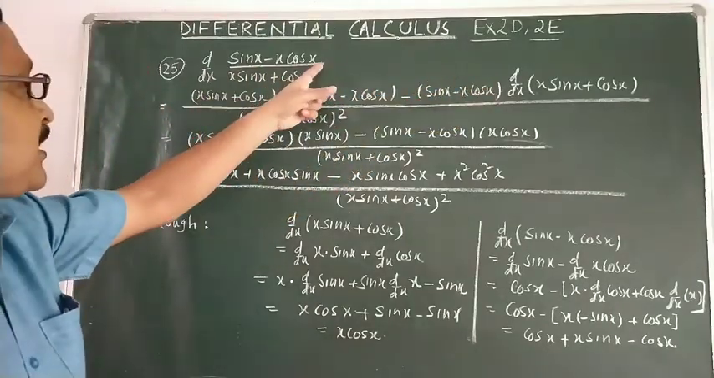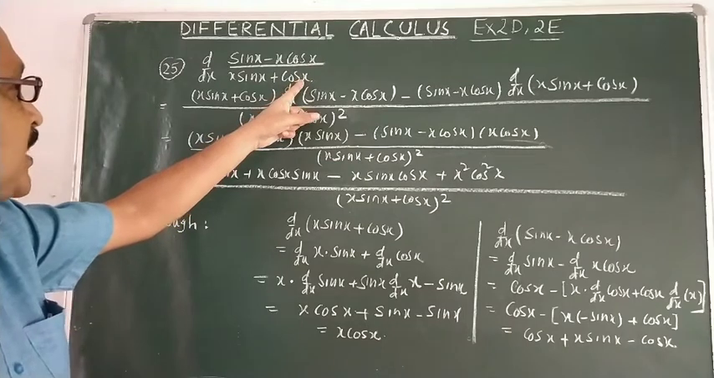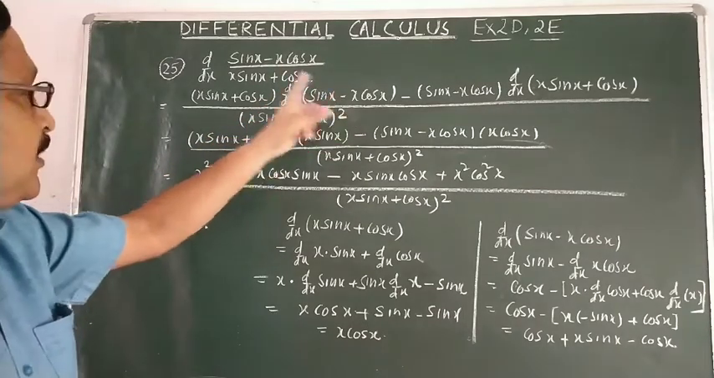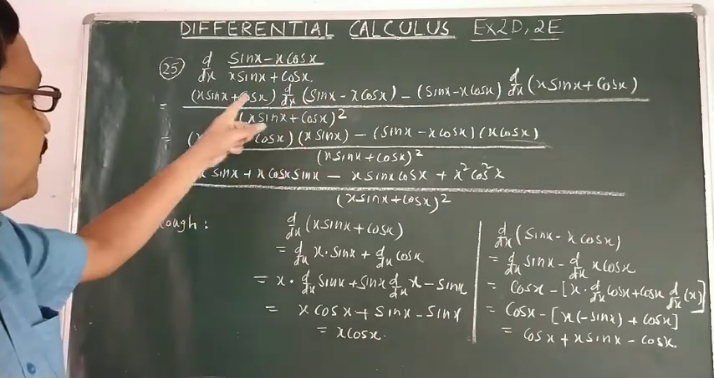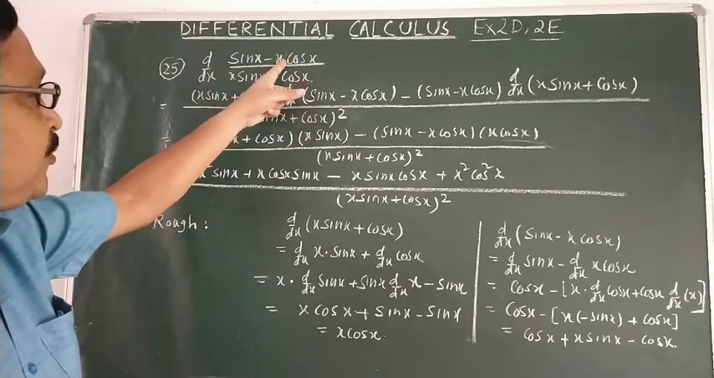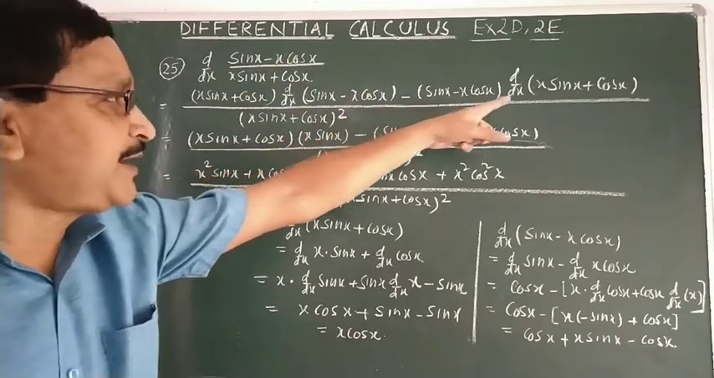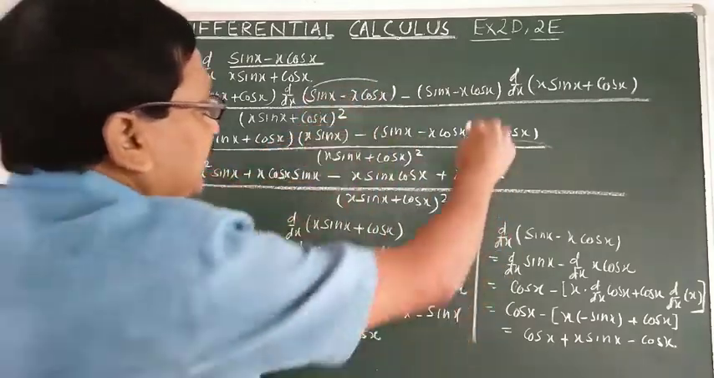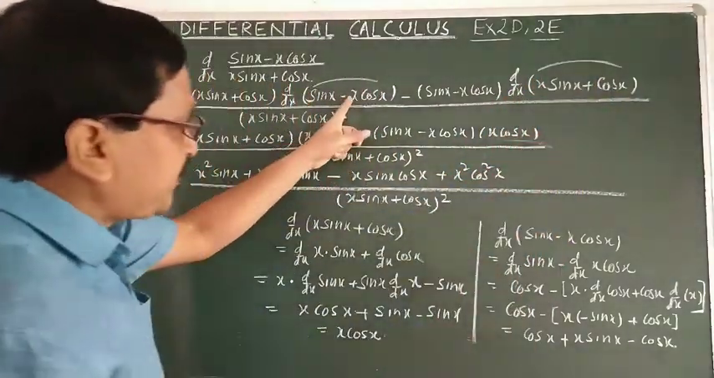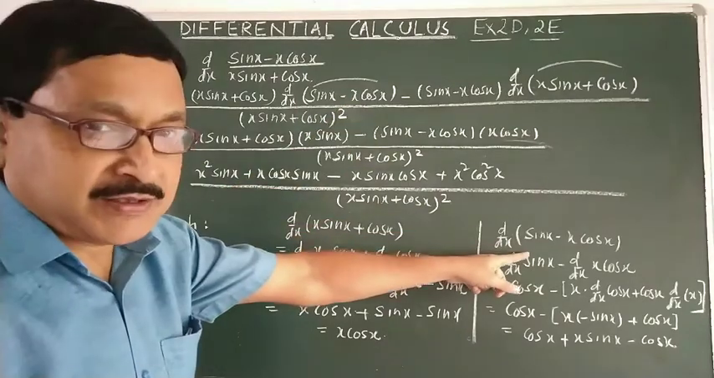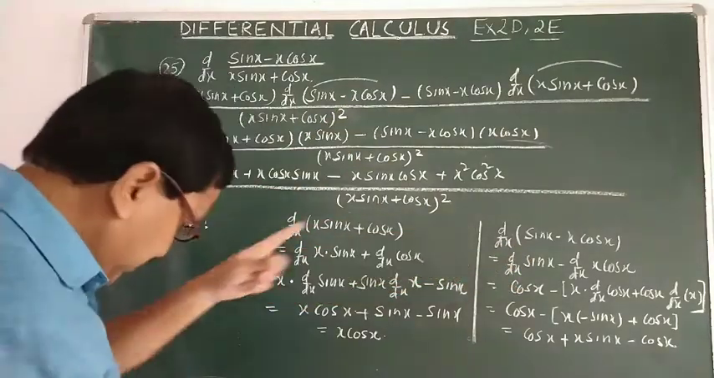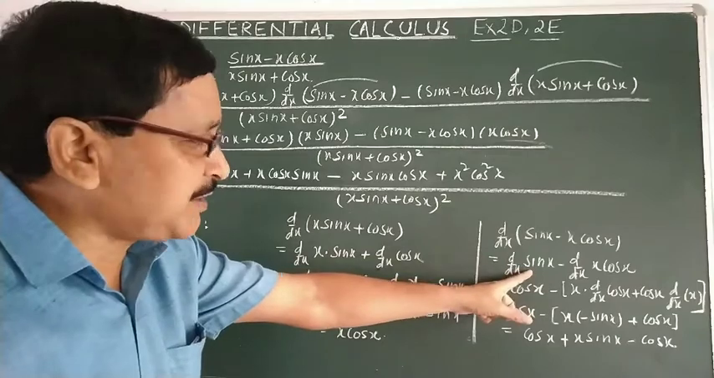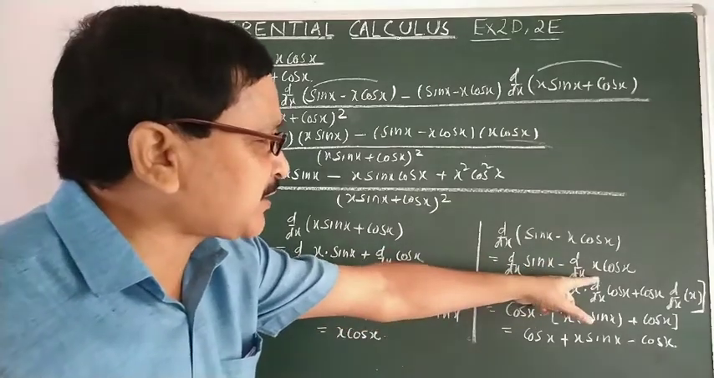Sin x minus x cos x by x sin x plus cos x. So according to the rule, v square, v d by dx of u minus u d by dx of v. Now we have to find out this and this. So let us copy this: sin x minus x cos x. Now this is sin x, d by dx of sin x, d by dx of x cos x.